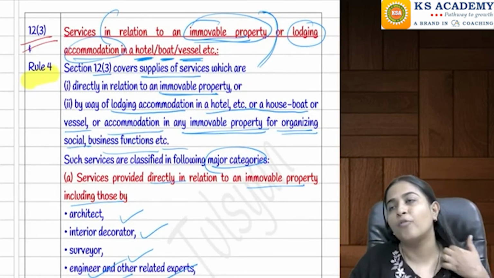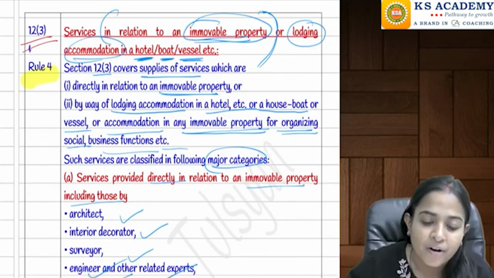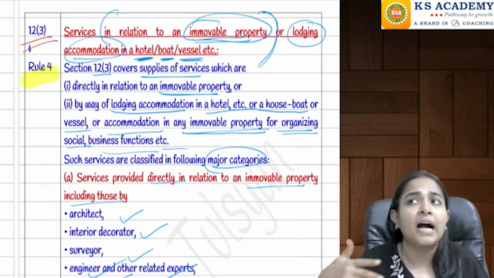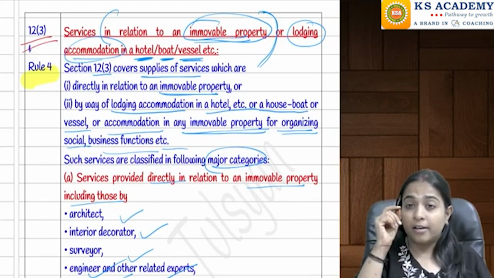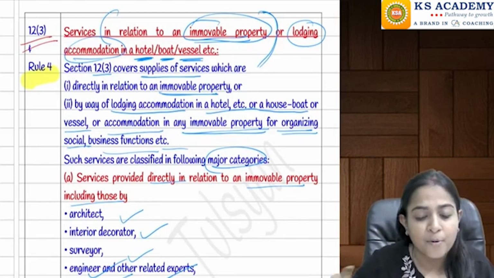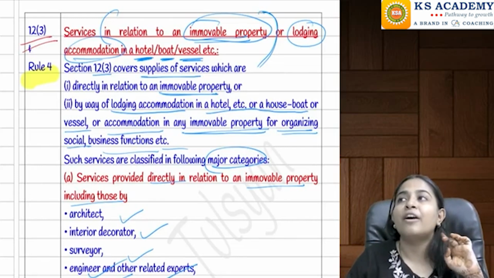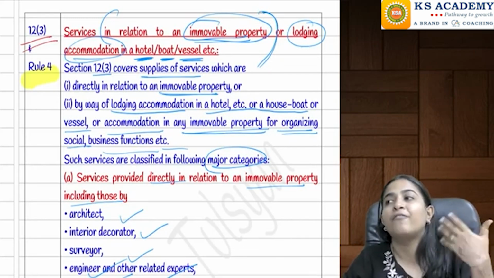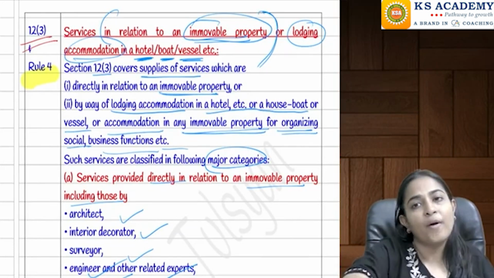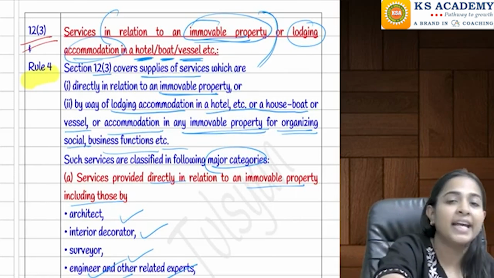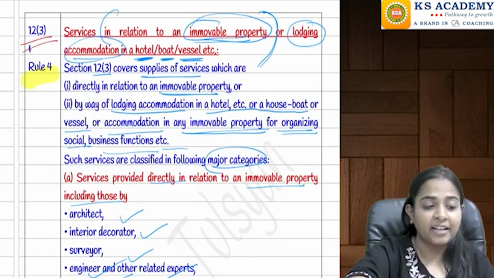Section number 12(3) along with rule number 4 of the IGST rules. Here, any services provided in relation to immovable property, that is, any services provided by an architect, interior decorator, engineer, surveyor, etc., but only in relation to immovable property, real estate services, etc., or any services provided by way of giving the right to use immovable property for some functions, events, and all those things, or any services provided by way of lodging or accommodation in any hotel, inn, guest house, club, campsite, houseboat, etc.